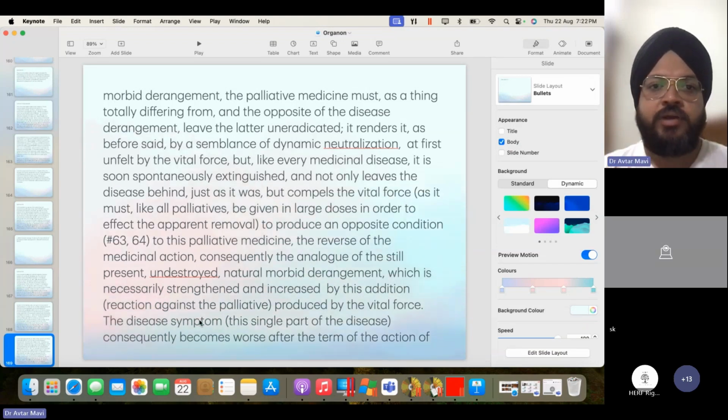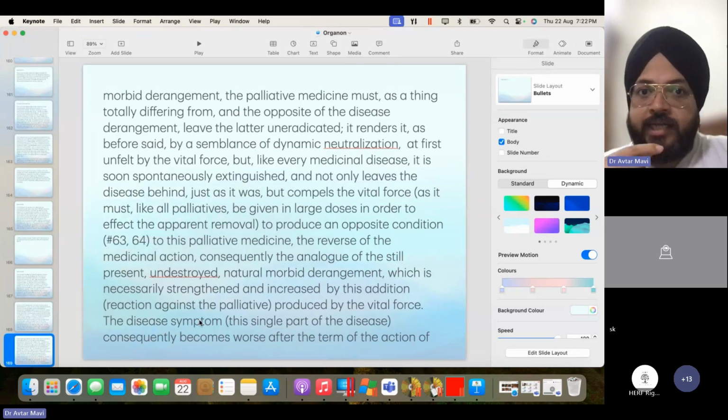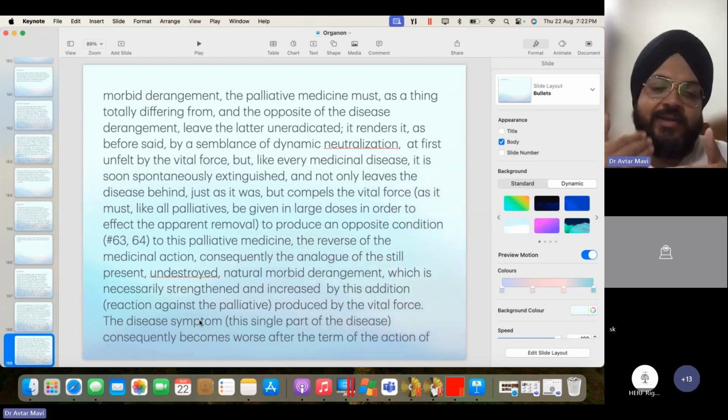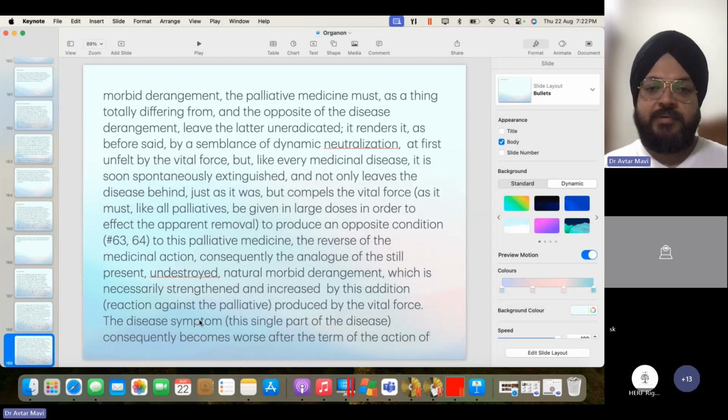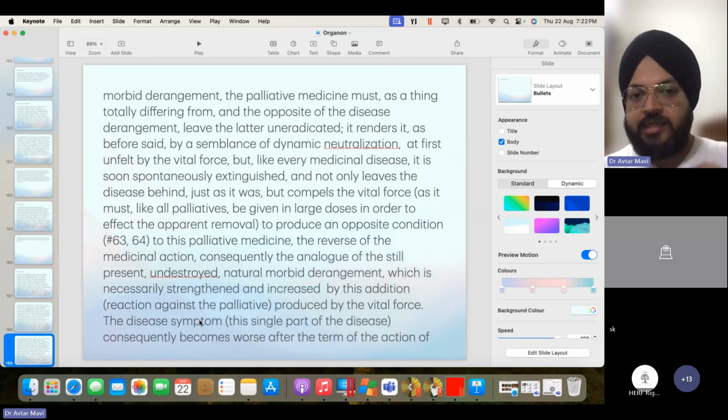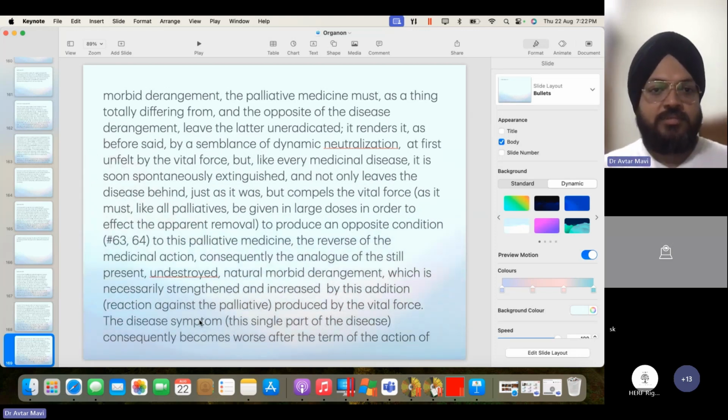It is the same thing when we are giving an antacid. The word is antacid, anti-acid, for the acidity of the stomach. So it is a completely palliative thing, completely opposite. Once a person has some acidity or some heartburn or some indigestion, he takes the antacid. There is a semblance of neutralization. There is an alkali in the antacid. It relieves the acidic part and gives a neutralization.